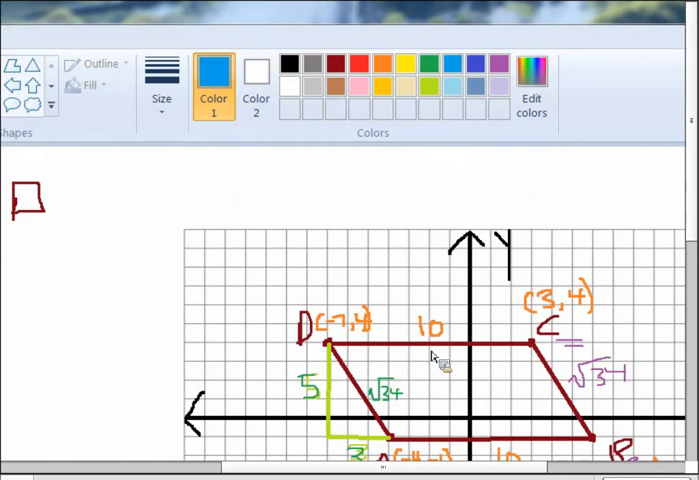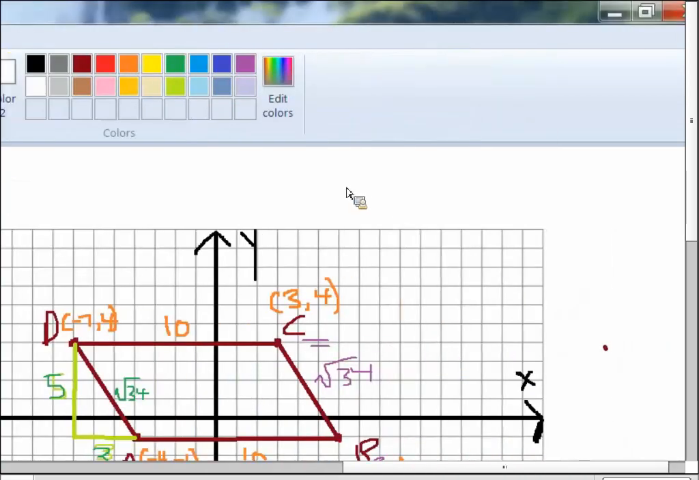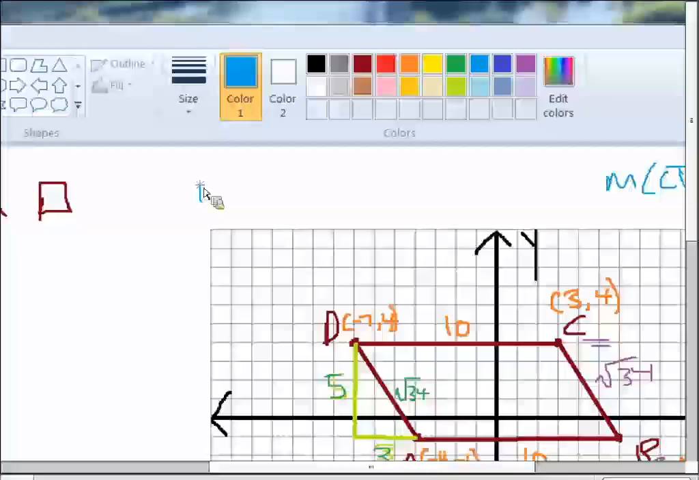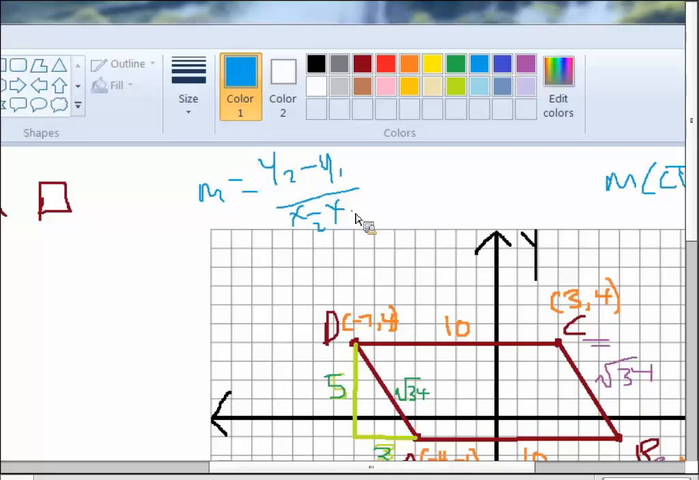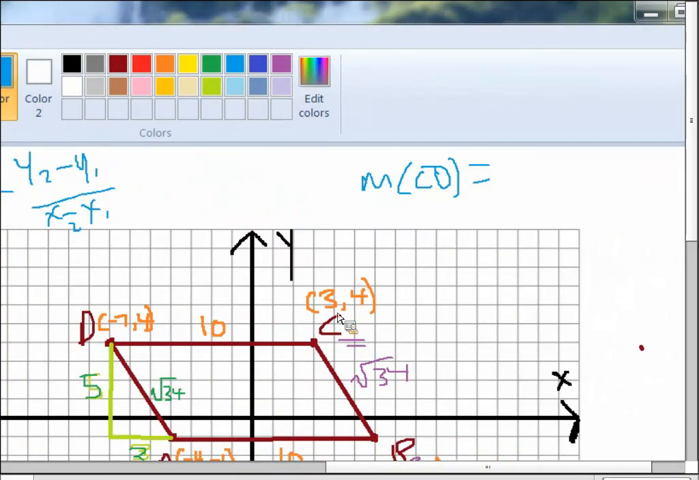Okay, let's figure out the slope. First of all, what's the slope of CD? Can everybody figure out what the slope of CD is? Slope of CD is going to be 0, right? Because it's flat. Just like we discussed last time, the change in y is always going to be 0. Think about it. It's 4 minus 4. The way to figure out the slope was the second y minus the first y over the second x minus the first x. Well, the y's are always the same. So it's going to be 4 minus 4. A flat line like this is always going to have a 0 slope. So the slope of CD is 0.